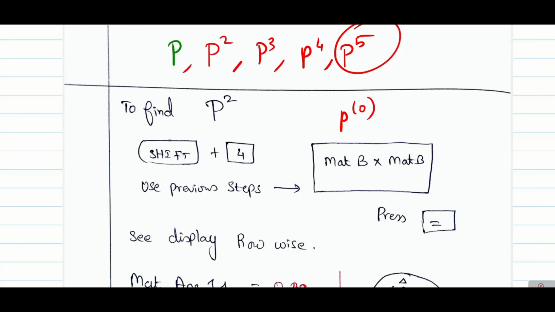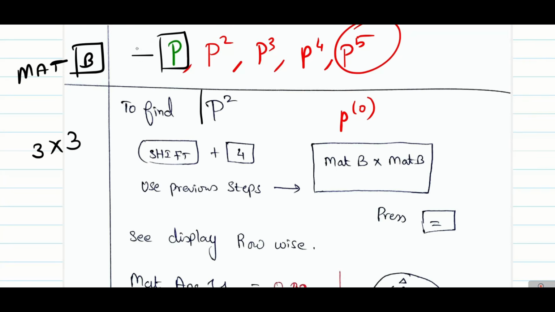Since we used matrix B for the previous one, I am choosing matrix B, but it is not mandatory you choose matrix B. Okay, you can choose matrix A also. So now as usual, since P square is going to be a 3 cross 3 matrix or 2 cross 2, here I am considering 3 cross 3. So now the same process. Shift 4, dimension 3 cross 3, then enter all the 9 values, press AC. The P matrix will be stored in the calculator.